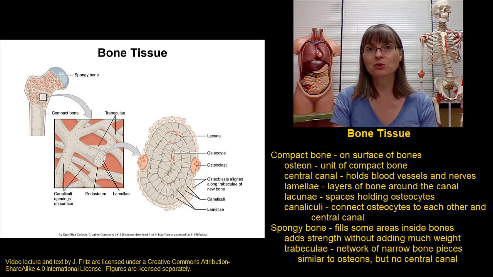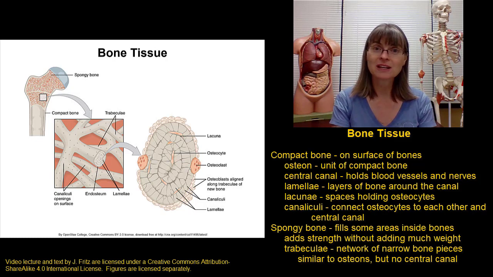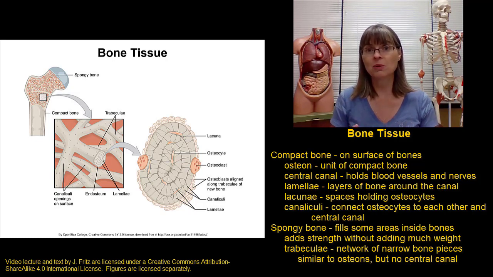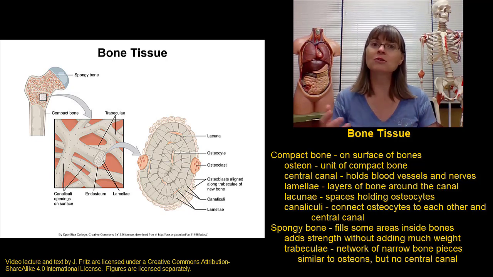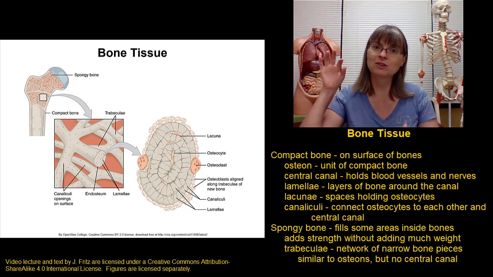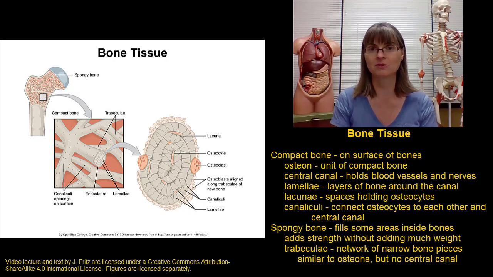The structure of the trabeculae of the spongy bone is similar to what we see with the compact bone osteons. We do have concentric lamellae. We do have osteocytes and little lacunae that are connected by canaliculi. The difference is in spongy bone we don't have a central canal. The reason we don't need a central canal is that the spongy bone trabeculae are surrounded by a blood supply already, so they don't need to have blood vessels running through the middle of the structure.